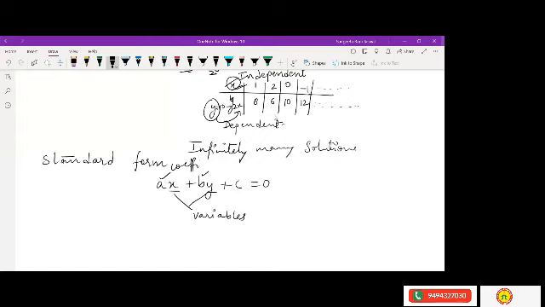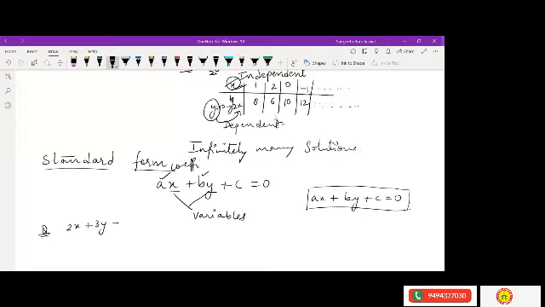A and B are the coefficients. Linear means the power of each variable is 1. And this is the standard form of the equation. You have to keep this in mind: ax plus by plus c equals 0. So this is the standard form of the equation. Right, children?